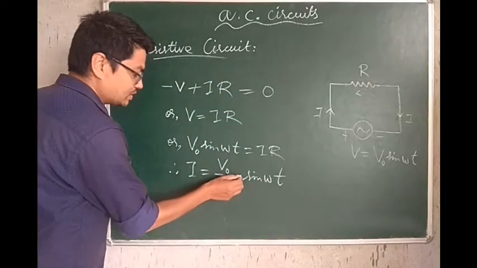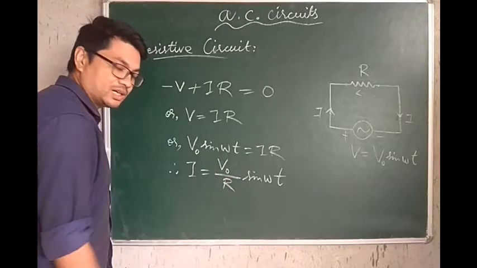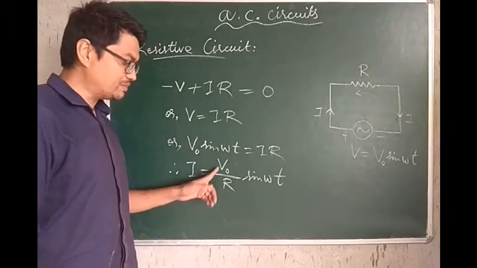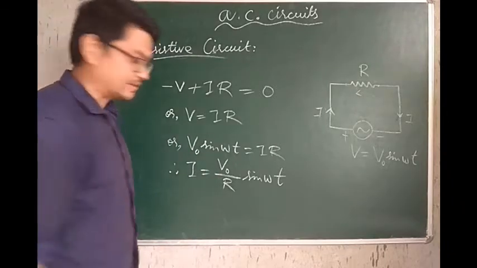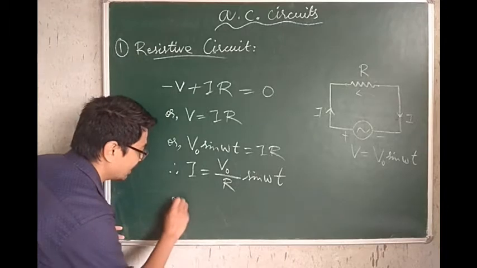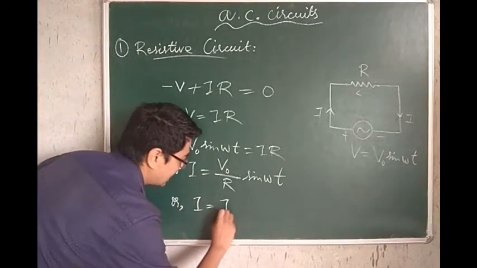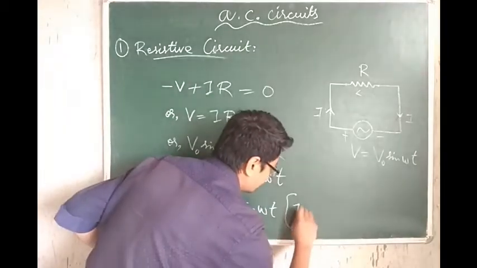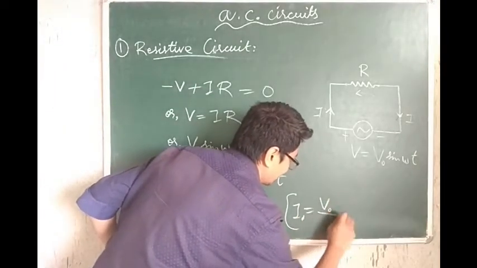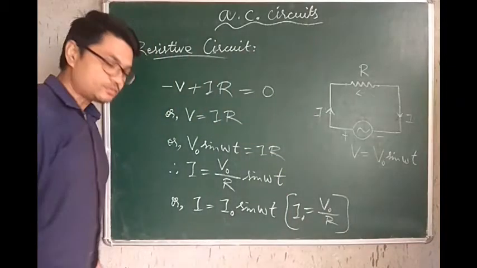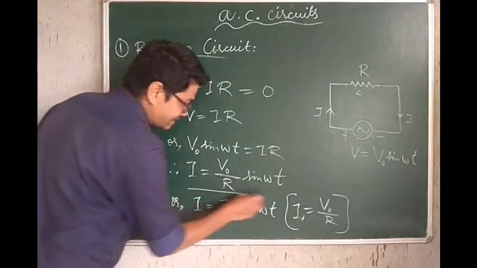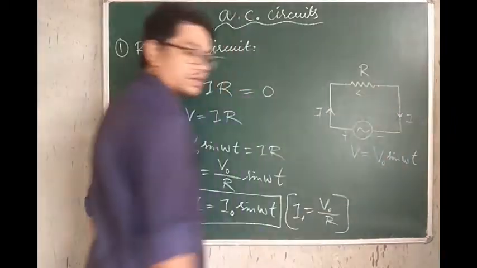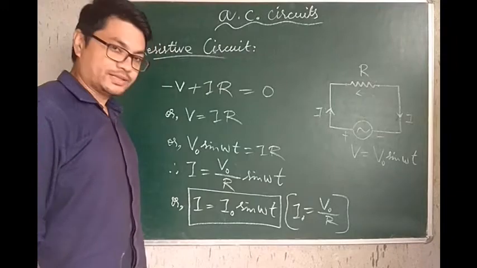Okay, now you can check this term over here, V naught by R. V naught by R has the dimension of current, because V by R according to Ohm's law also is current. So therefore instead of V naught by R, what we can write is I naught sine of omega t, where of course here I naught is V naught by R. This is the value of the instantaneous current flowing through this purely resistive circuit.